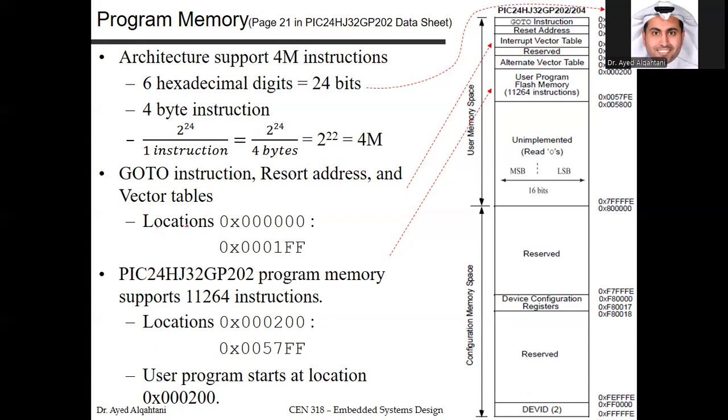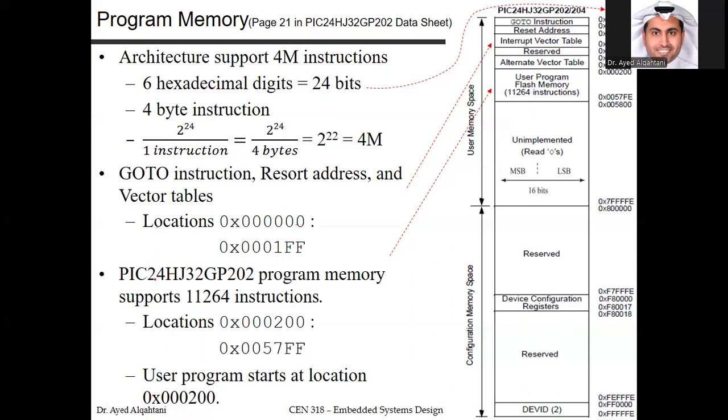This is from location 0x000000 all the way to 0xFF1000 in hexadecimal, basically this region from here all the way to here. You can't add your code here because it's already reserved for other needs, as you can see.